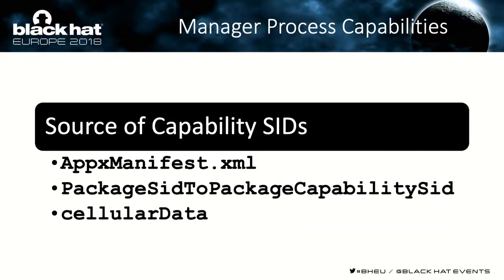Where do the capabilities come from? Each UWP app has an APPX manifest XML, which defines the needed capabilities. And there are two special cases. The first one is the capability to access the package itself, generated from the package seed to a package capability seed. The second one is cellular data. It's the capability to access the cellular network on a phone, which was a Windows Phone feature.